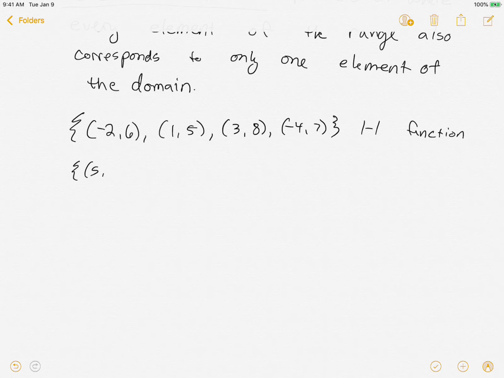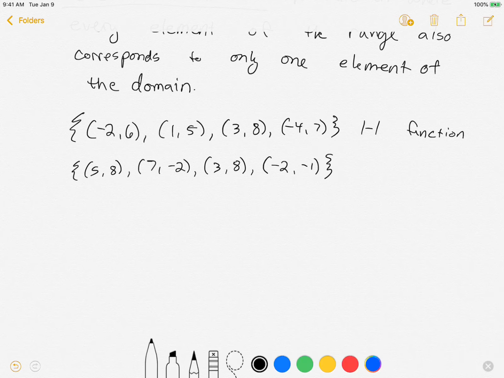Here's another example. Okay, this guy is a function, but you can see right here we have repeated y. It is a function, but it's not one-to-one. Function, but not one-to-one.